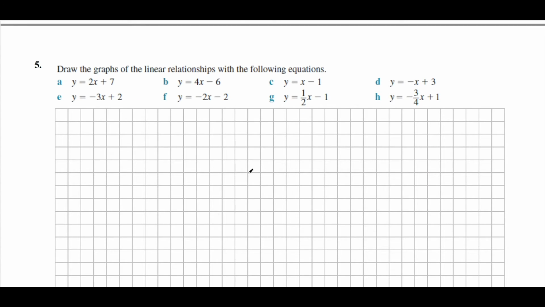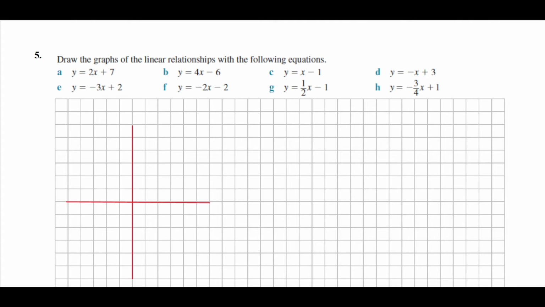Draw the graphs of the linear relationship with the following equation. Okay, so I'll do some of these questions just so that you have an idea of what to do for them. So let's just draw a line. To draw a graph like this, basically you've got to find the y-intercept. So what's the y-intercept? 7, right? Because it's just your b. Now find the x-intercept. To find the x-intercept, let y equal 0.